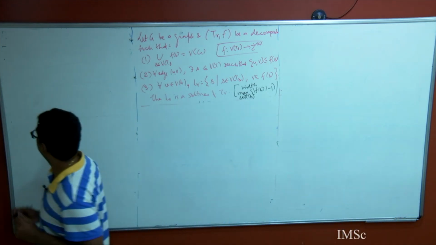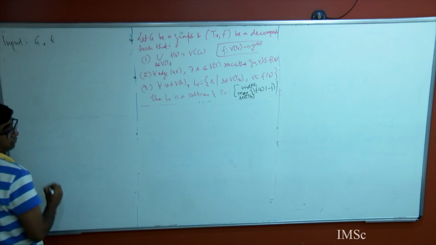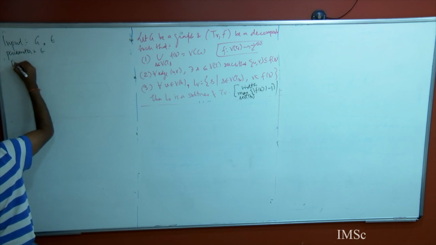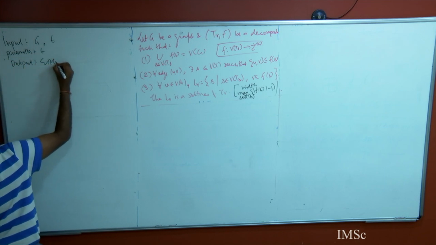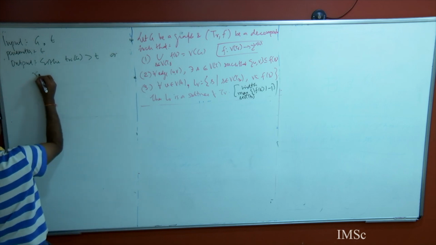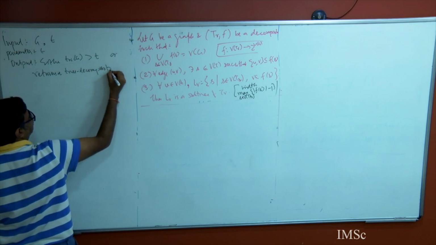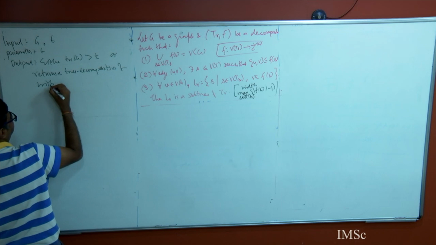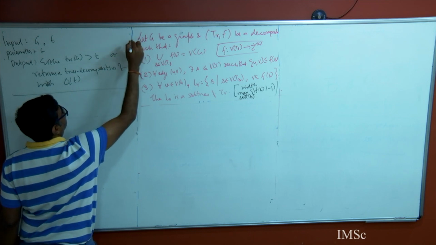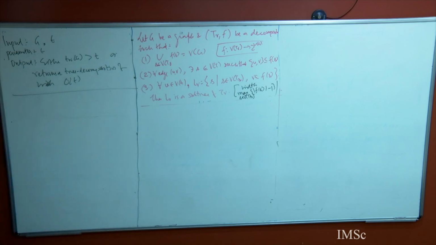Okay. So what do I want to do now? My input will be G and a number T. My parameter is T. Output: either the tree width of G is strictly greater than T, this I can tell you, or it returns a tree decomposition of width... We will see. It will be some order of T, but we will see what it is. I don't know at this point of time.